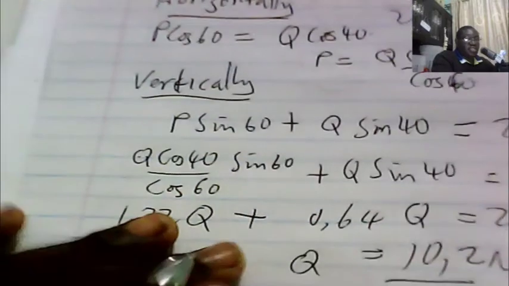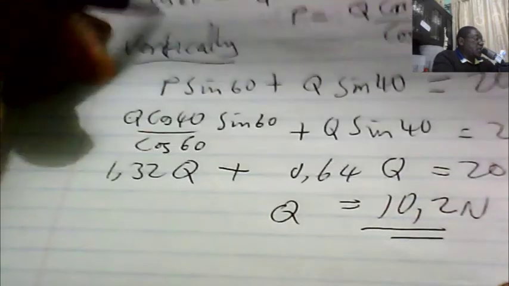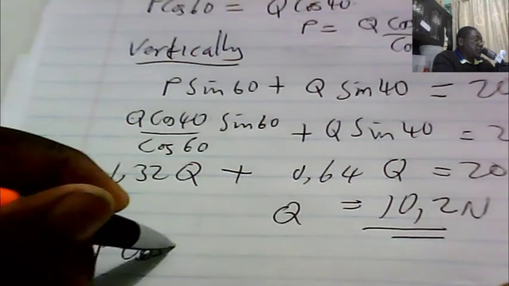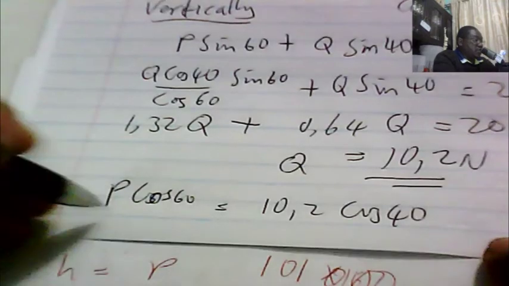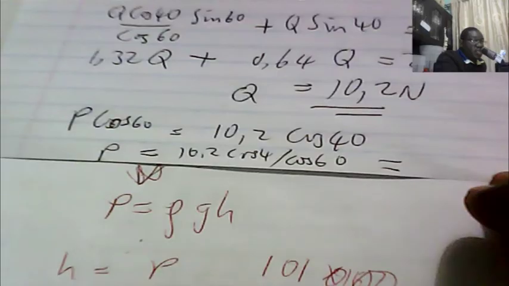Right, to get Q is 10.2, and then you go back and substitute it into the first one to find your P. So it's going to be P cos 60 is equal to 10.2 cos 40 degrees. So P will be equal to 10.2 cos 40 over cos 60. And you should get 15.6 newtons. All right.